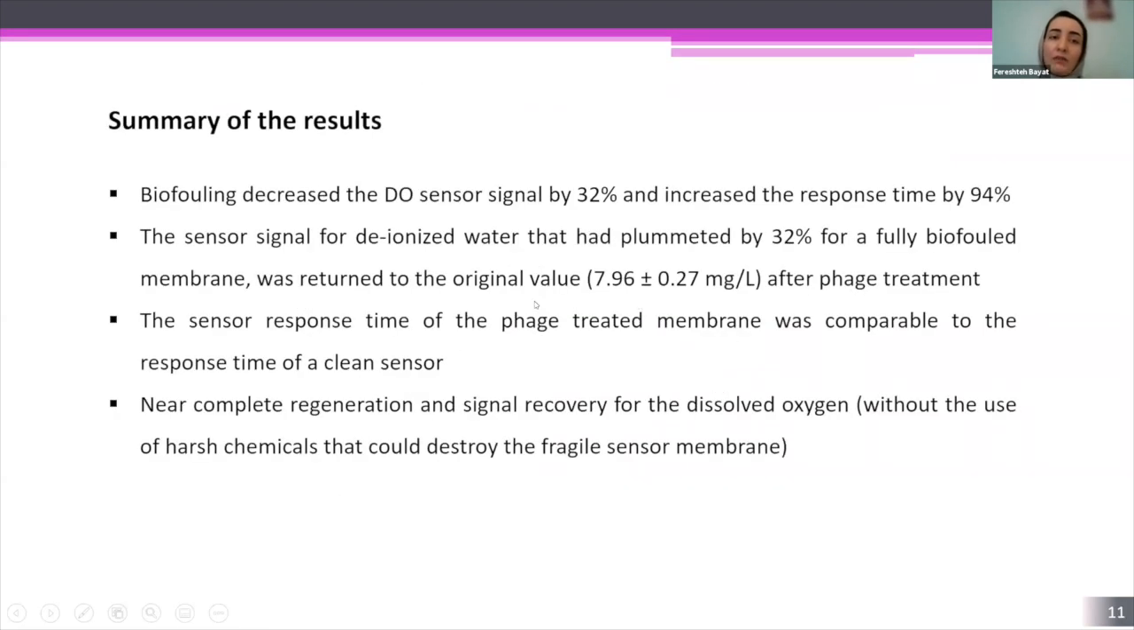In summary, we were able to show that biofouling can decrease the DO sensor signal by 32% and increase the response time by around 90%. The sensor signal that had dropped by 32% for a fully biofouled membrane returned to the original value after phage treatment. Also, the response time of phage-treated membranes was comparable to the response time of a clean sensor. We were able to show near complete regeneration and signal recovery for dissolved oxygen without using any harsh chemicals that could destroy the fragile sensor membrane.